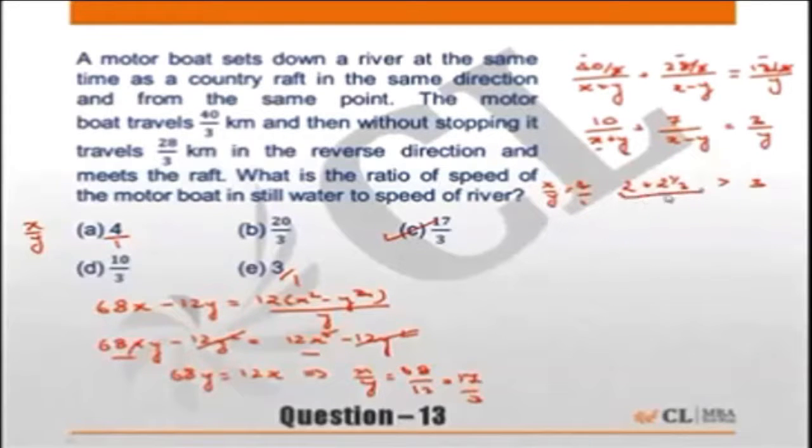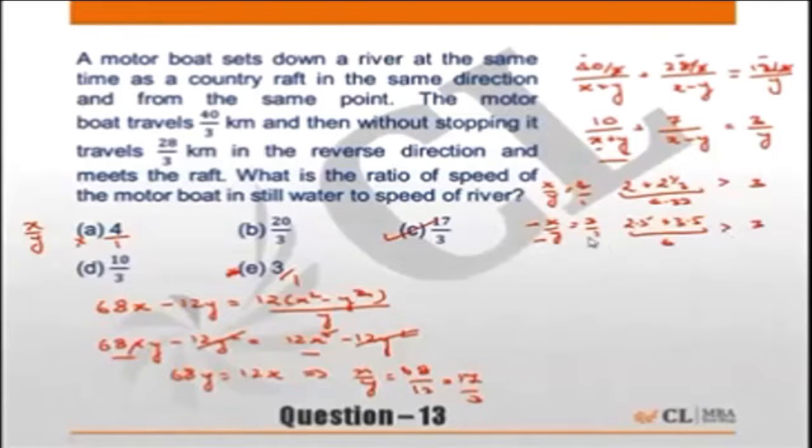Also, how much is this? 2 plus 2.33 makes it 4.33. Let me take another value. So choice A is incorrect. Let me take E. X upon y equal to 3 upon 1. When we put x upon y as 3 upon 1, that means x will be 3 and y will be 1. Then the left hand side becomes 10 upon 4, which is 2.5, and this is 7 upon 2, which is 3.5. So the left hand side becomes equal to 6 and right hand side 3 upon 1, 3.